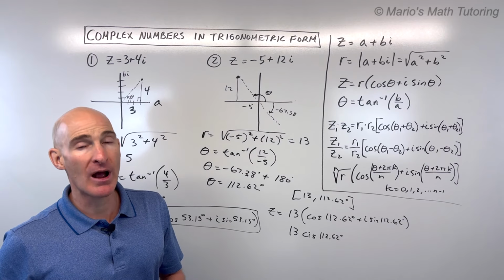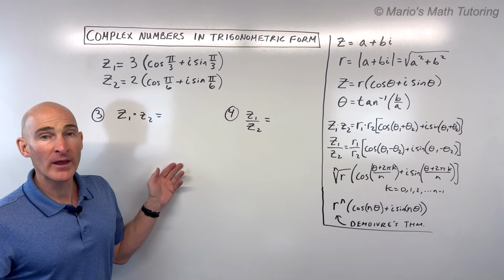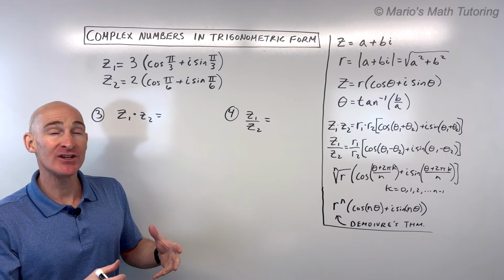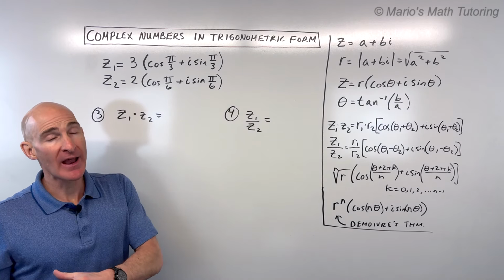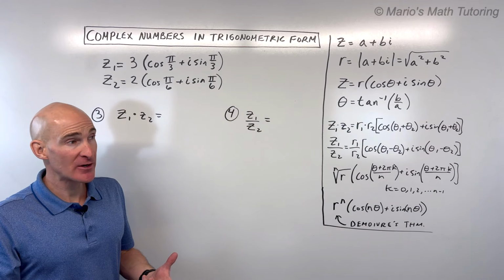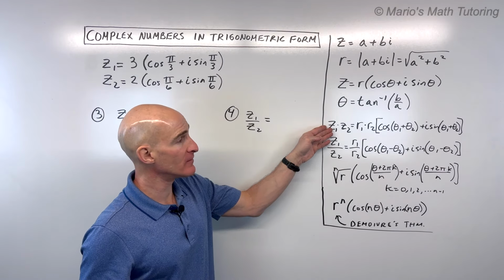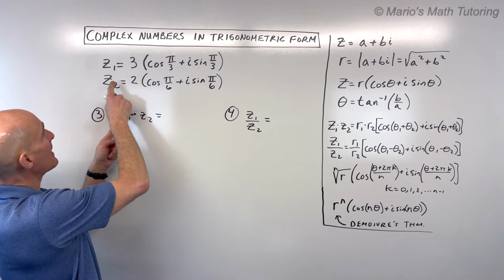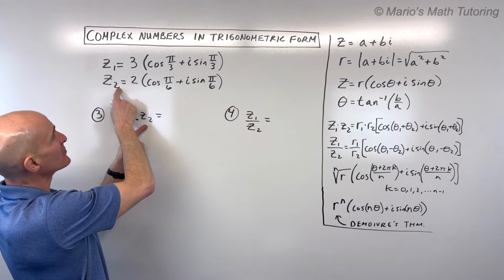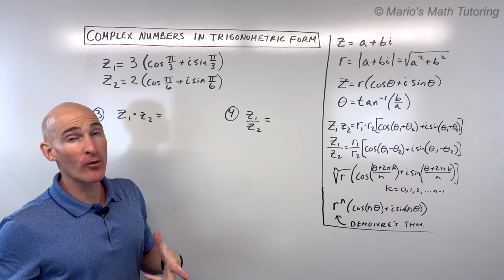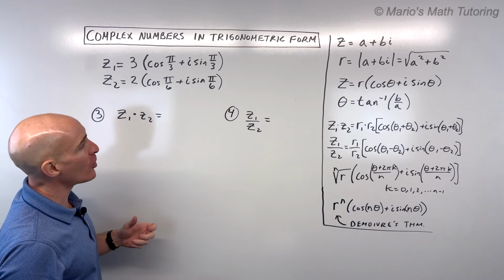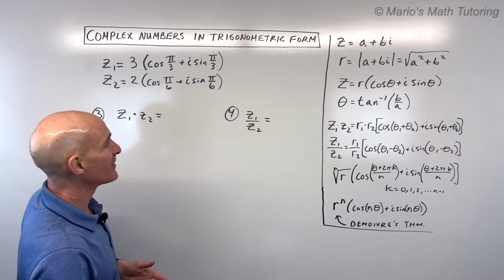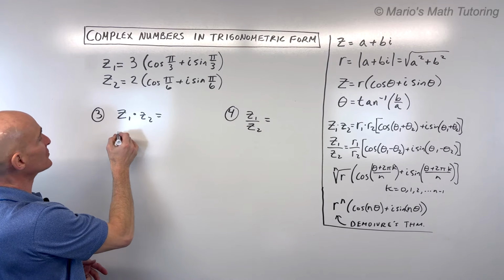Let's talk about the next problem you're going to want to understand. Okay, for number 3 and number 4, we're going to multiply and divide complex numbers in trigonometric form. So if your numbers are not in trigonometric form, you can convert them into trigonometric form, and then we're going to use these two formulas for multiplying and dividing. So for number 3, we want to multiply this complex number z1 times this complex number z2. And when it's in trigonometric form, it's super simple. Basically, all you have to do is multiply the two r values, or the moduli, okay? And so that's going to be 3 times 2, which is equal to 6.